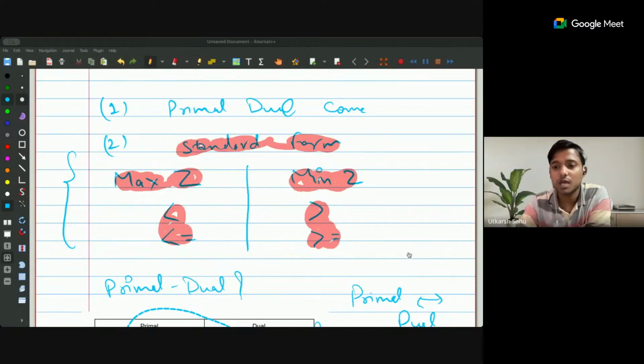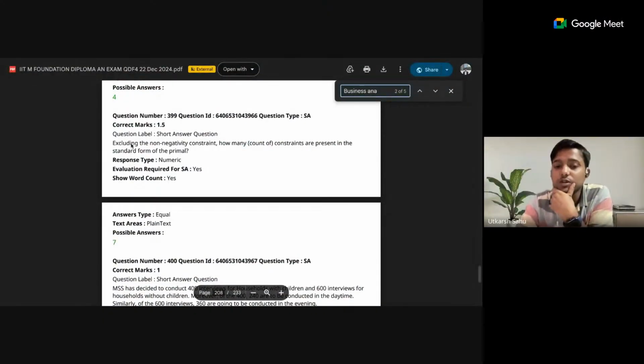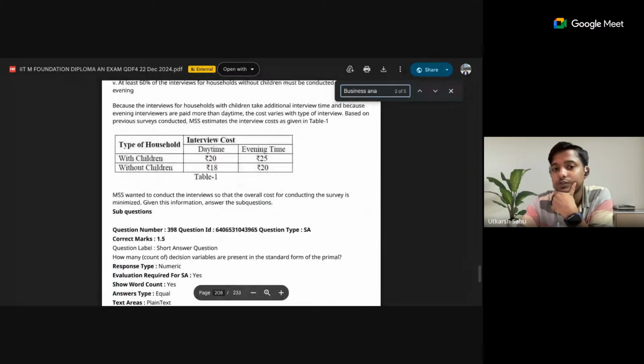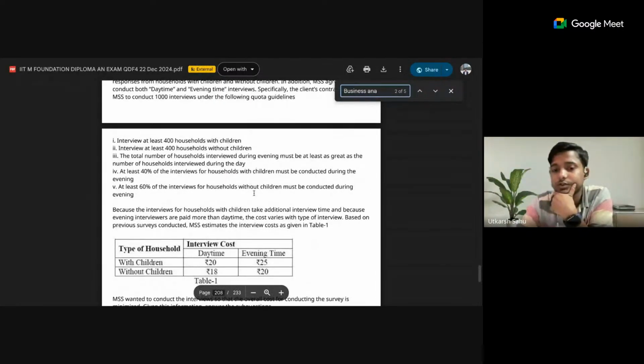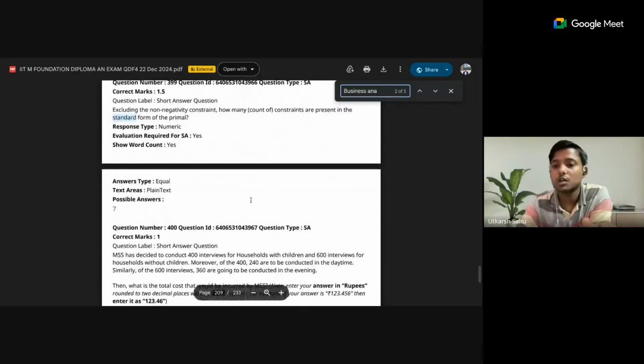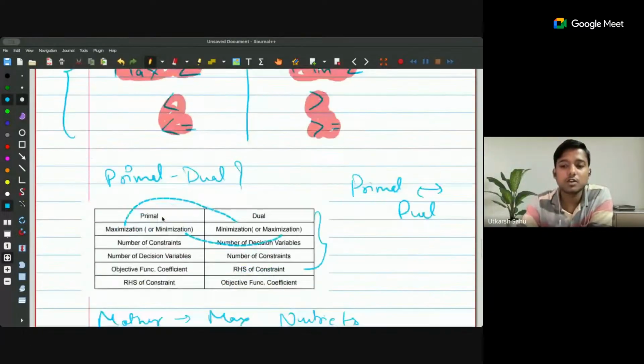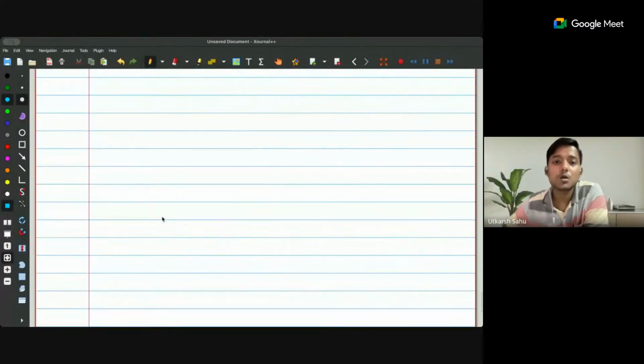If I open this back, see this, they are saying: excluding the non-negativity constraint, how many constraints are present in the standard form of the primal? So you see this word standard, that is very important. You cannot write equal to constraints, because if you read, it will have a lot of equal tos. So you need to convert the equal tos. This word standard alone is very important. So know what is standard and how to break equal to.